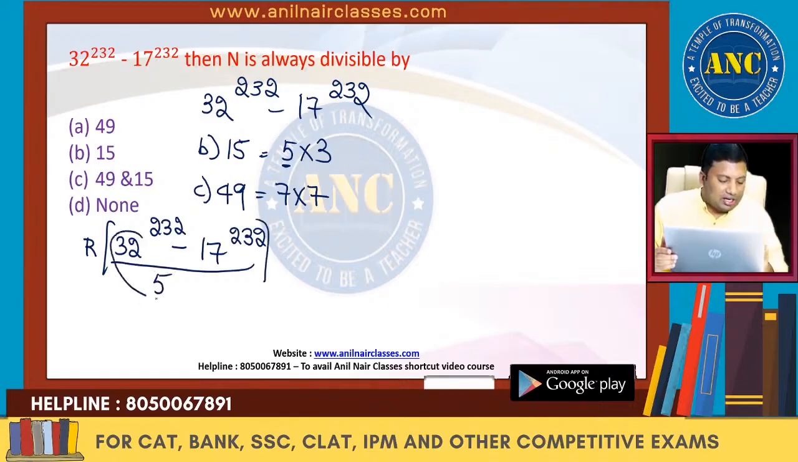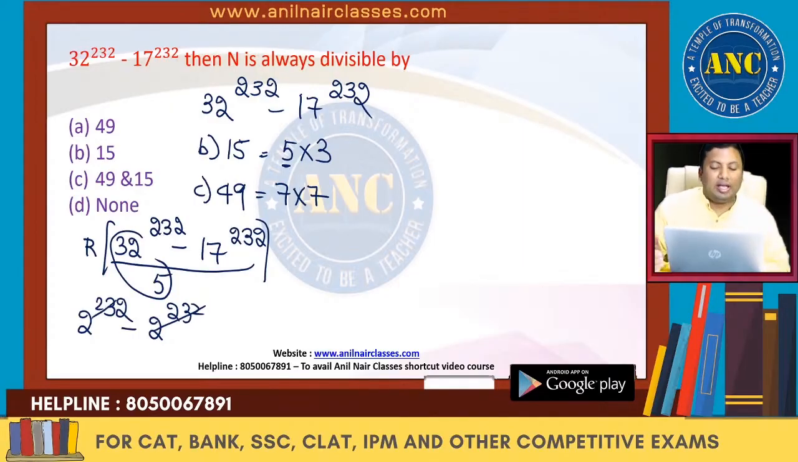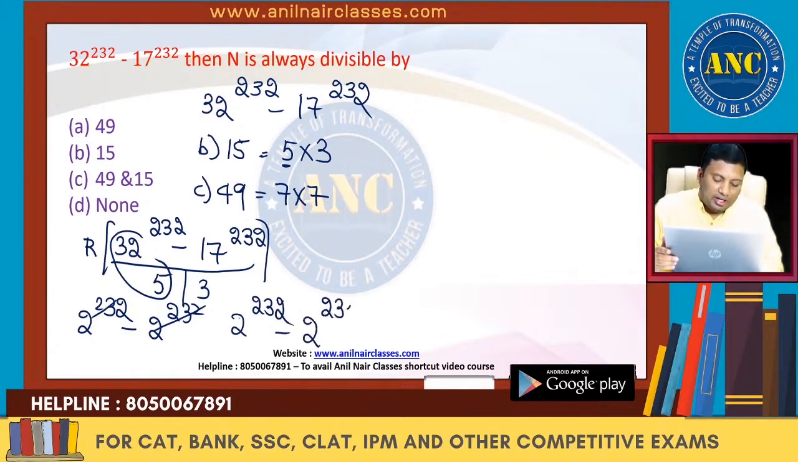5 sixes are 30, so it is 2 power 232. 5 threes are 15, it is 2 power 232. Out, it is definitely divisible by 5. If it is divisible by 3, 3 tens are 30, it is again 2 power 232. 3 fives are 15, again it is 2 power 232. Definitely divisible by 15. 15 anyway will come in the answer.